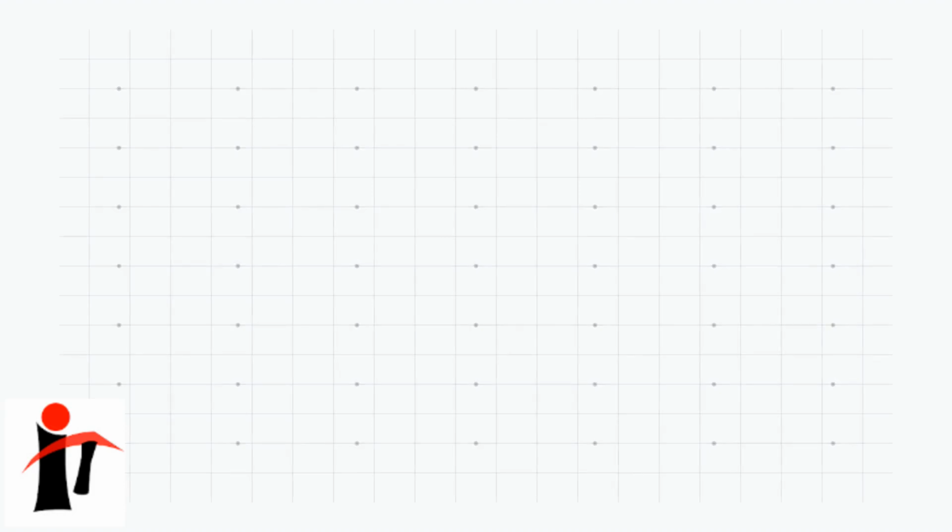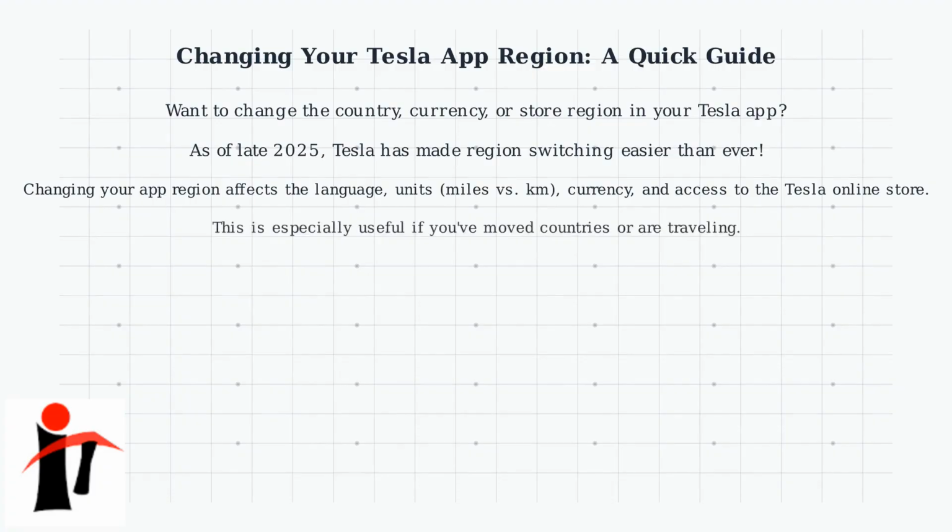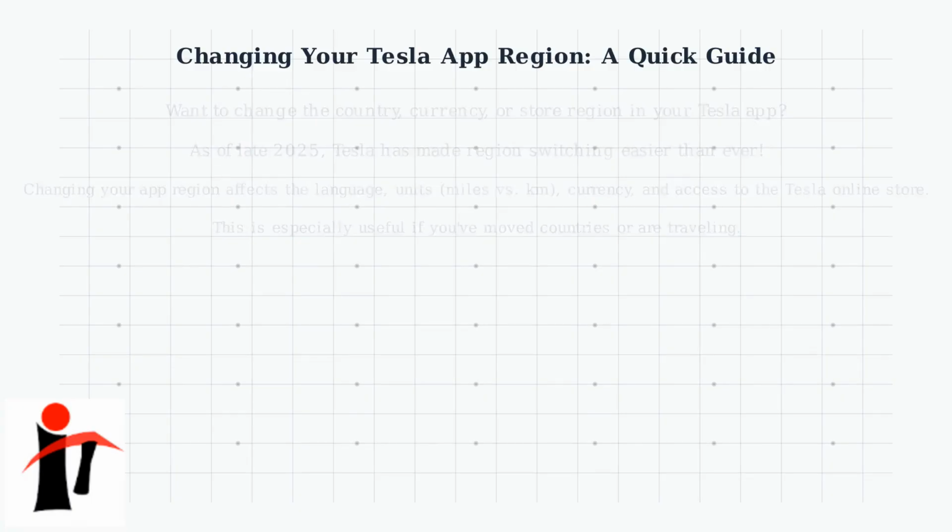Want to change the country, currency, or store region in your Tesla app? As of late 2025, Tesla has made region switching easier than ever. Changing your app region affects the language, units like miles versus kilometers, currency, and access to the Tesla online store. This is especially useful if you've moved countries or are traveling. Here's how to do it.